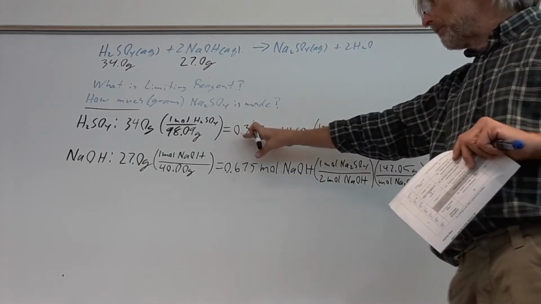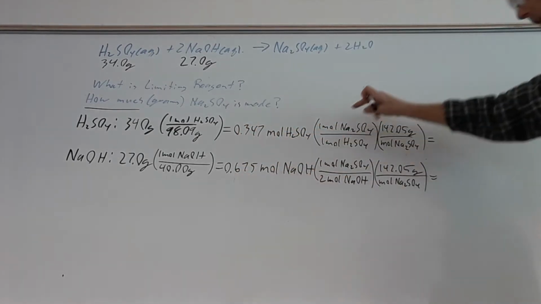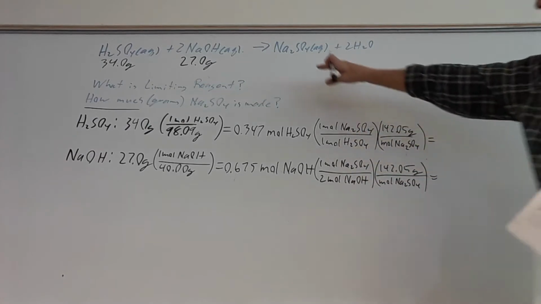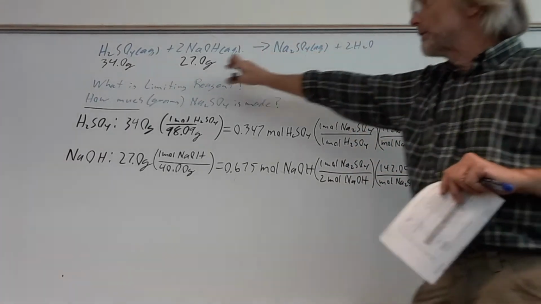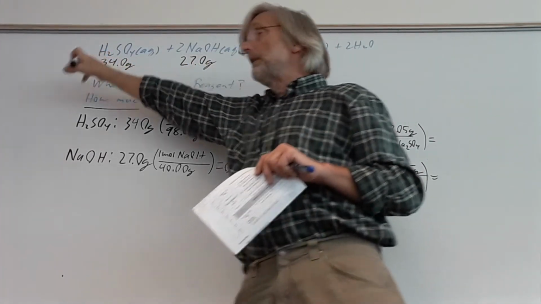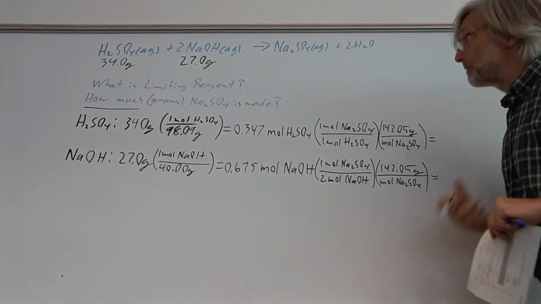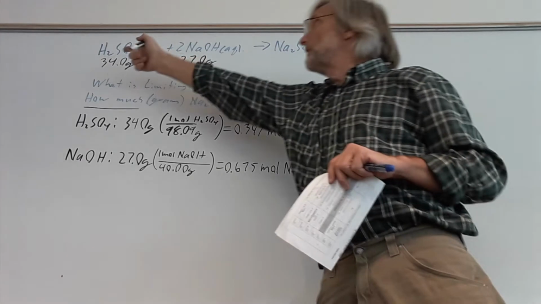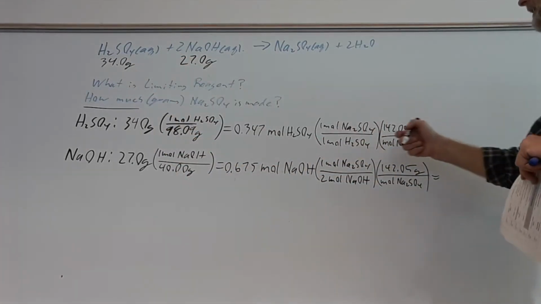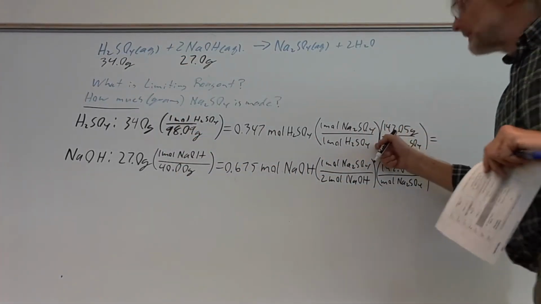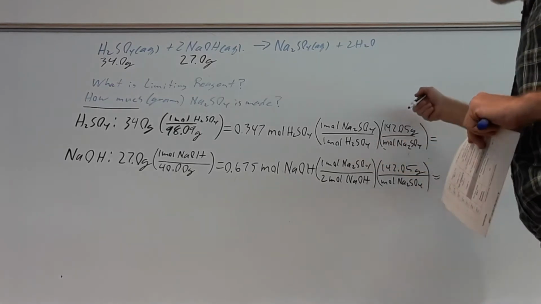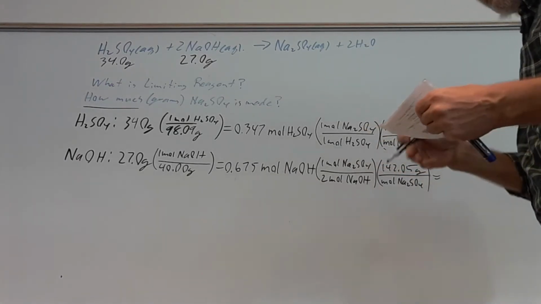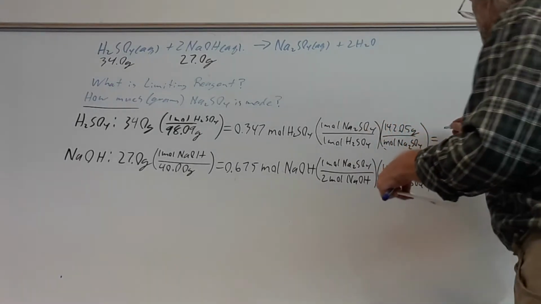Otherwise, we take our moles of sulfuric acid and use the stoichiometric ratio, the ratio of what we want over what we're starting off with. This is the ratio of the coefficients from the balanced chemical equation. So for sulfuric acid, it's 1-to-1. That will give us moles of sodium sulfate. We multiply it by the molar mass of sodium sulfate, and we'll get the mass of sodium sulfate.